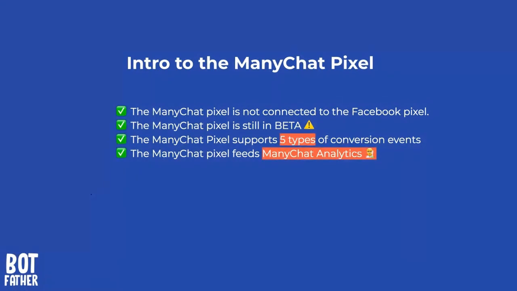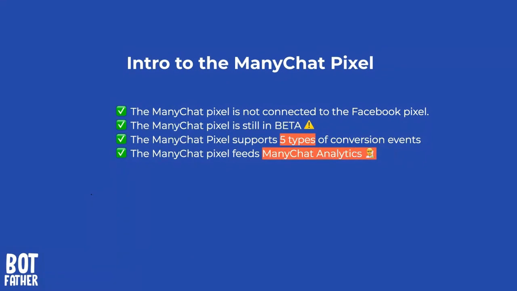And the ManyChat Pixel is, as of yet, as it's still in beta, primarily there to feed ManyChat Analytics, which is new as well, and it enables us to track actual actions in our flows on our website, and we are able to attribute sales. We're not able to optimize our ad campaigns for it. It's more to feed analytics.